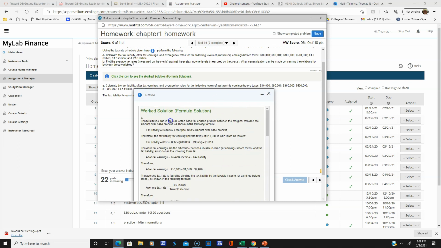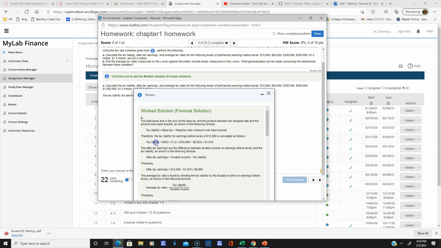So here's the solution. The total taxes due is the sum of the base rate tax and the product between the marginal rate and the amount over the base bracket. So here's the actual equation: the tax liability is the base tax plus the marginal rate times the amount over the base bracket.